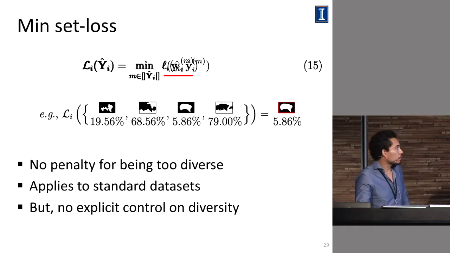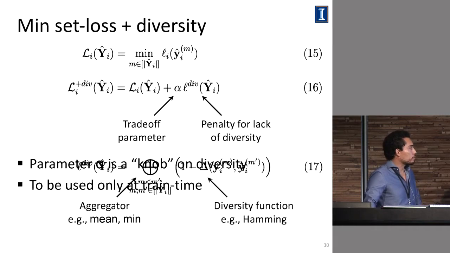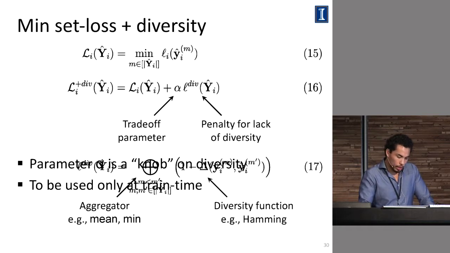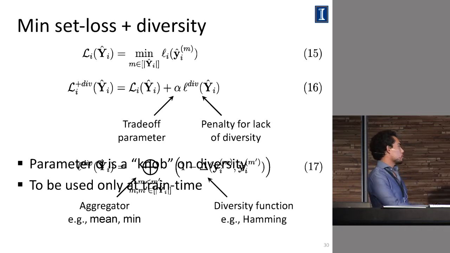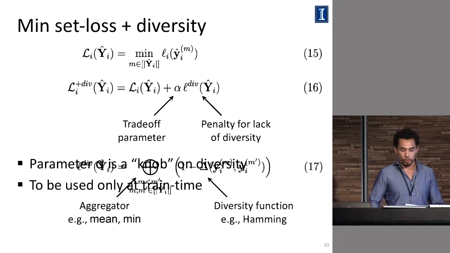Again, I will train this mapping using the min set loss, and I will penalize for lack of diversity. Down there is an example of a penalty for lack of diversity. So the intuition is, for all pairs of labels in my output tuple, I have a measure of diversity such as the Hamming distance, which is negated, because I want to penalize for lack of diversity. And then I will aggregate all measures for all pairs using something like average or minimum.